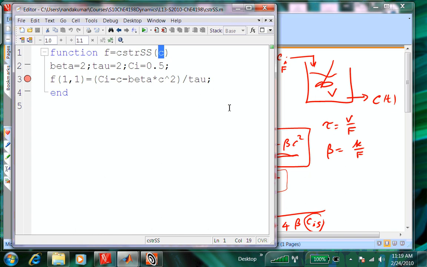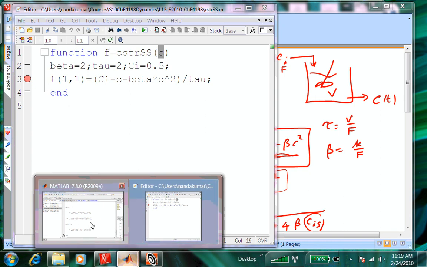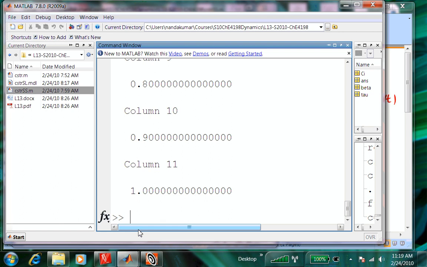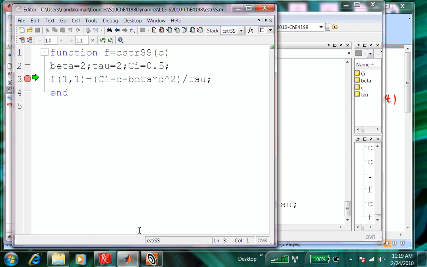Let me give you another way of answering the same question. Suppose I take c equals 0 to 1. I'm just creating a vector, c going from 0.1, 0.2, 0.3, 0.4, etc. Then I create a function f equals cstrfs of c. What is this going to do? It might give me an error message. Okay, it came back with all the values of c.